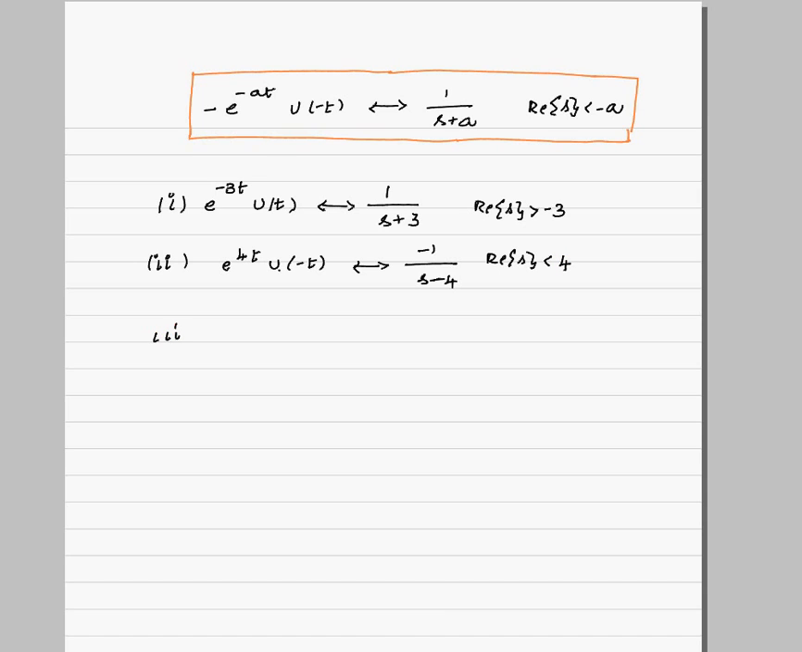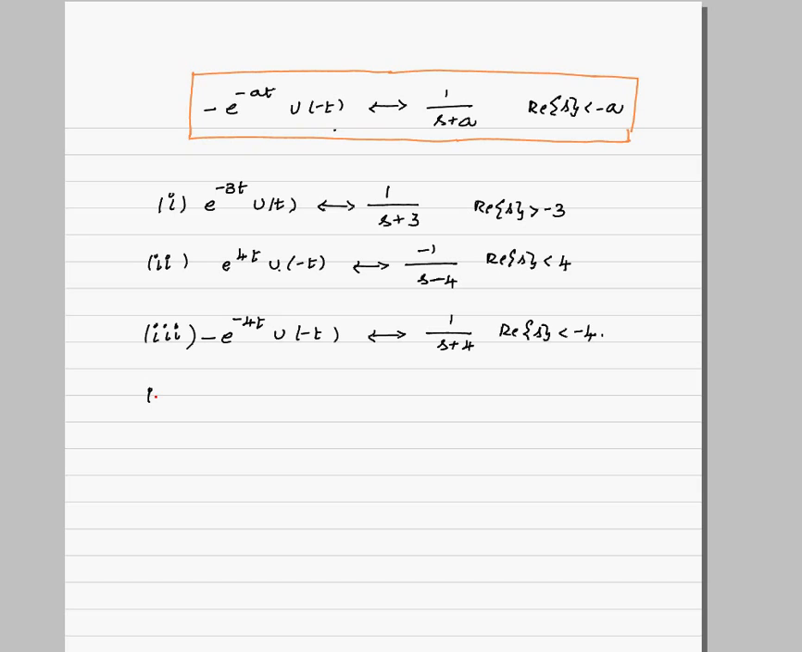Next, third one. We will take e^(-4t) u(-t). We'll take the minus also. This is exactly similar to this one, so what will I get? This will be 1/(s+4) with ROC real part of s less than -4. Right, so these are good examples.